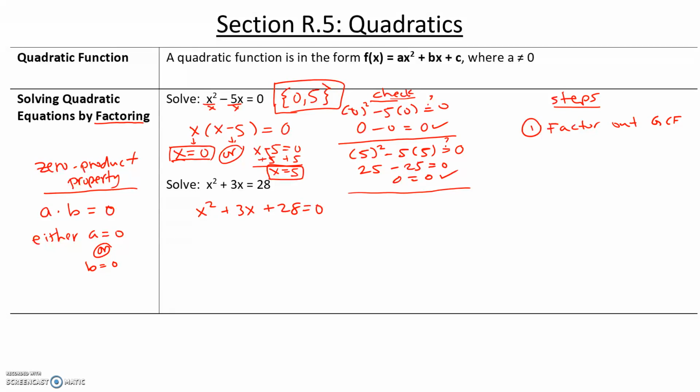I'm sorry, this should be minus 28 because I'm subtracting 28 from each side, so it should be a minus 28. I apologize. All right, step 1. So step 0, get everything onto one side, other side has to be 0. Step 1, factor out the GCF between x squared, 3x, and negative 28. There's no common factor, there's no GCF, so we skip that step.